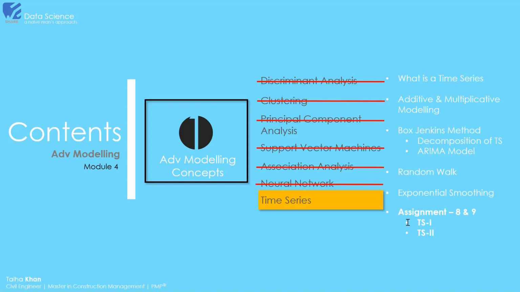In time series, we'll first obviously see what is a time series. Then we'll see what are the different types of time series model, which are additive and multiplicative. Then we'll see the method to model time series, that is Box Jenkins Method. Then we have random walk method, then exponential smoothing. And then we'll do 2 assignments on time series to further reinforce our understanding.